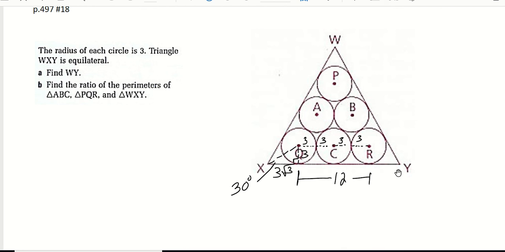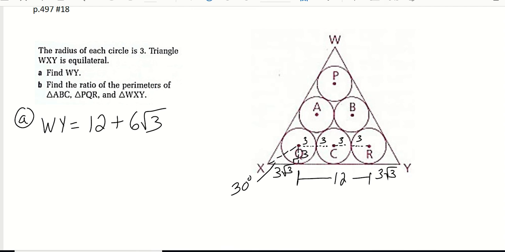And the same thing is going to be happening over here as well. This is also going to be 3 root 3. So as we find the length of XY, which is the same as WY, we add all this together, and we get WY equals 12 plus 6 root 3.